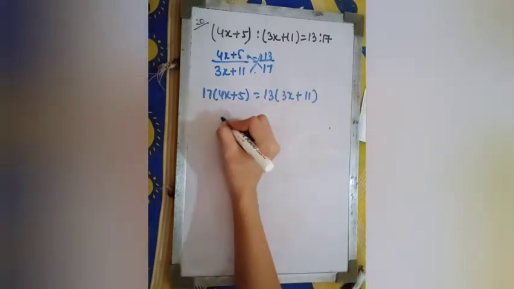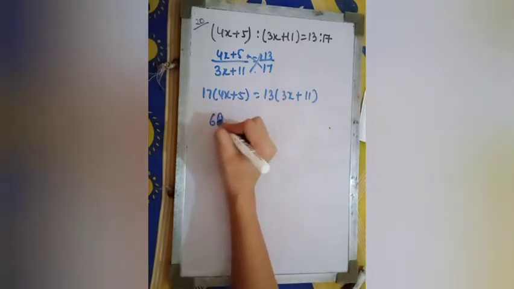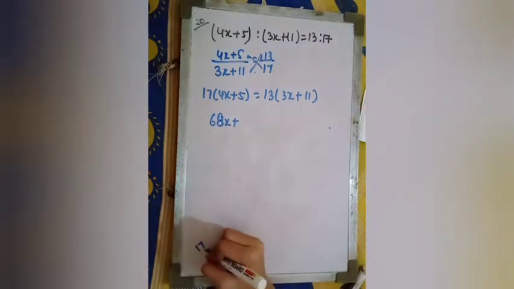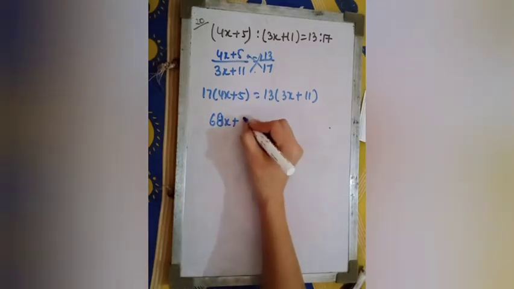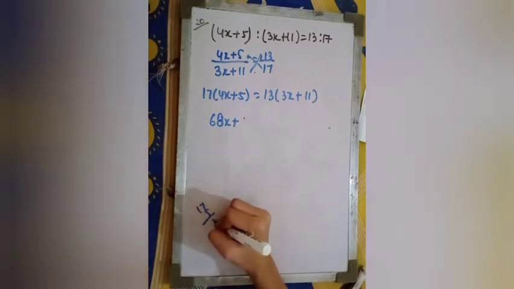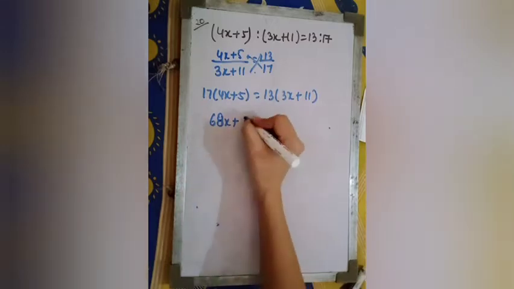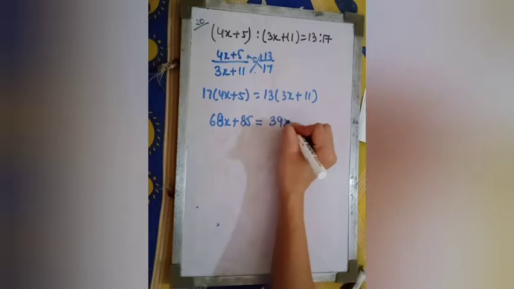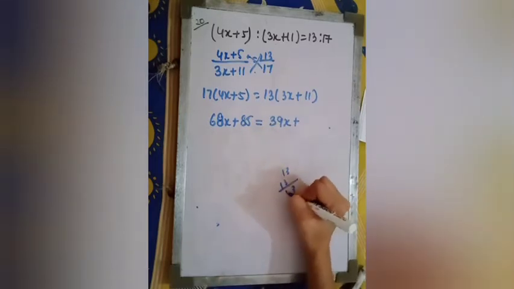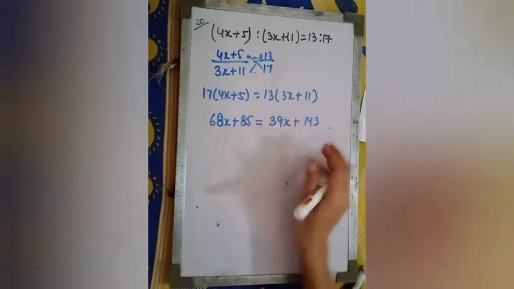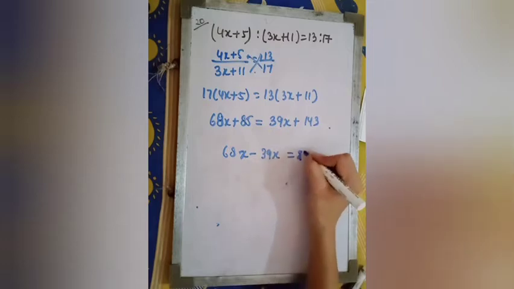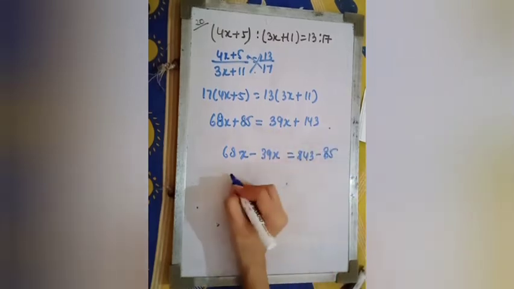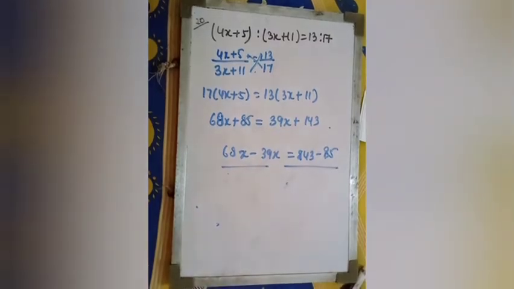Okay, 17 into 4, 68x plus 17 into 5, 85. 85 equals 39x plus 143. Now 68x minus 39x equals 143 minus 85. From here you can find the value of x. Okay, solve it yourself. Now see question number 22.